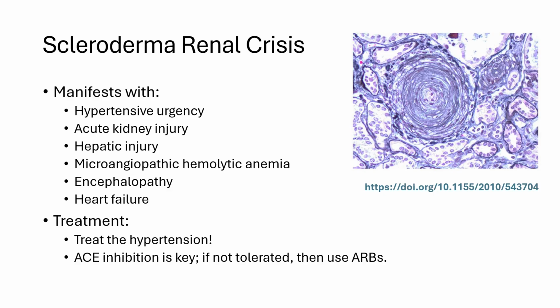In this situation, you're usually going to start with IV ACE inhibition, in other words, captopril. We want to administer it quickly and frequently until we can get the blood pressure down. If for some reason the patient does not tolerate ACE inhibitors, then you can use ARBs. And if they're still not responding, then you can continue to add other antihypertensives to try and get the blood pressure down.